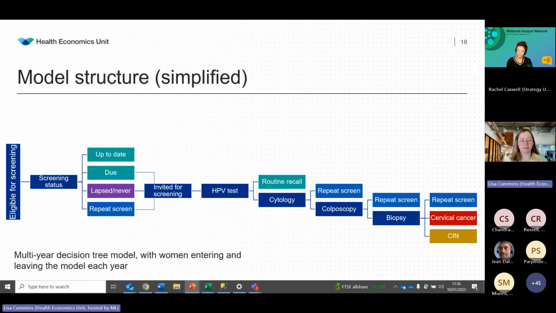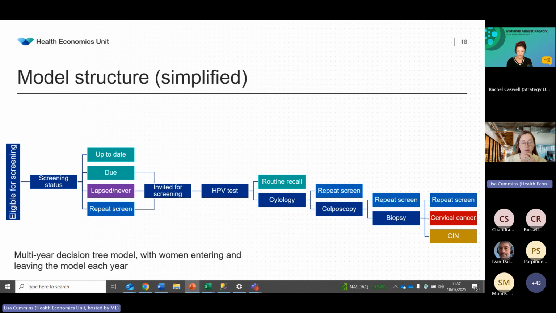So then if you needed to be invited for screening for whatever reason, you'd be invited. An HPV test would be performed. If that was negative, you'd go back to routine recall, so you'd be invited back in 3 or 5 years, depending on your age. Oh no, sorry, if your HPV test was positive, then that will go for further testing. If your test is negative at this point, you'd have a repeat screen the next year just to keep an eye on you in case there is something that wasn't picked up. If your cytology is positive, then you would have a colposcopy.